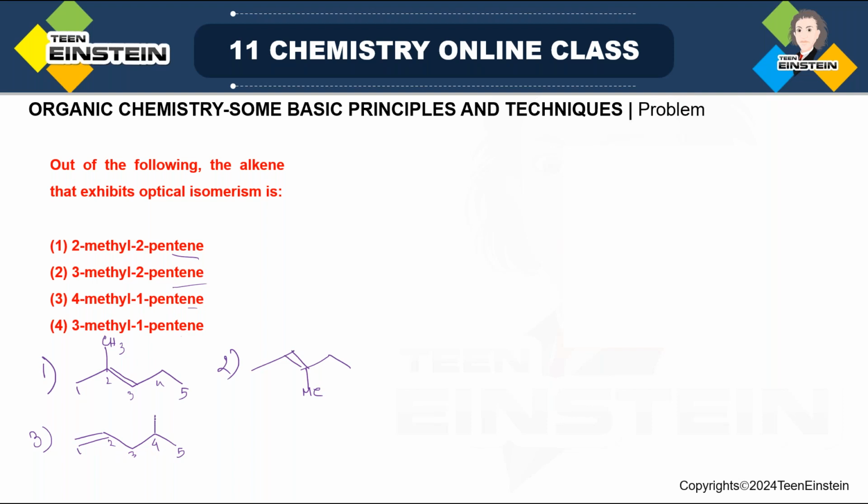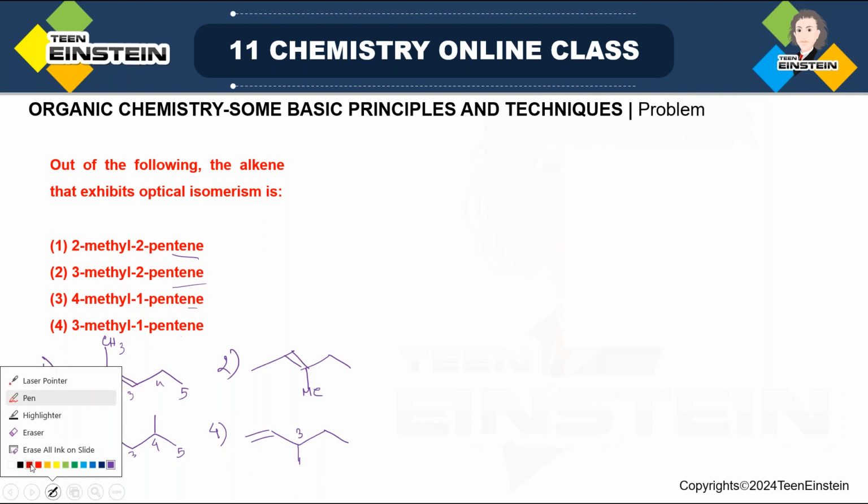4-methyl. At the 4 position there is a methyl group. Last compound, 3-methyl. This is 3-methyl-1-pentene. Now the question is asking which one will exhibit optical isomerism. It is not asking about cis-trans or any geometrical isomerism.